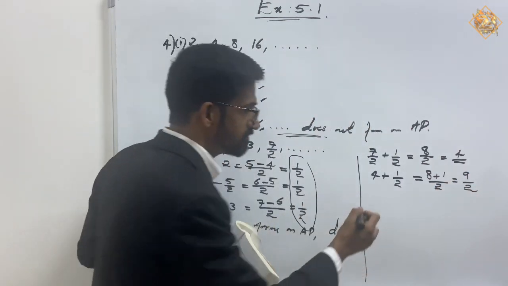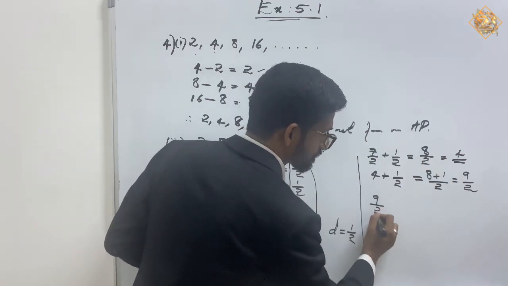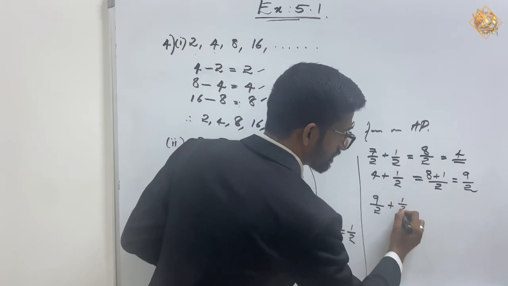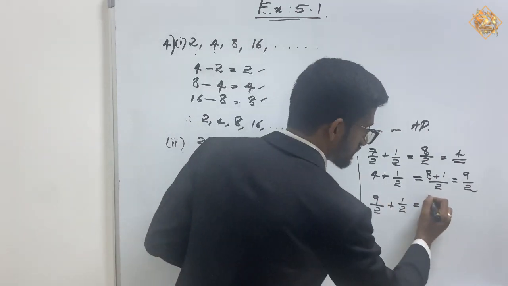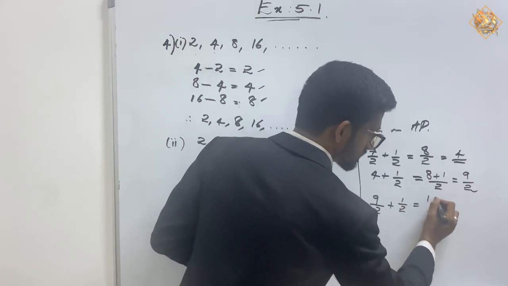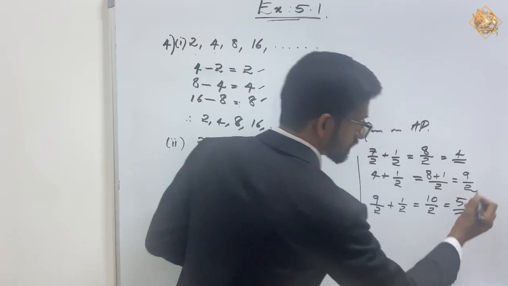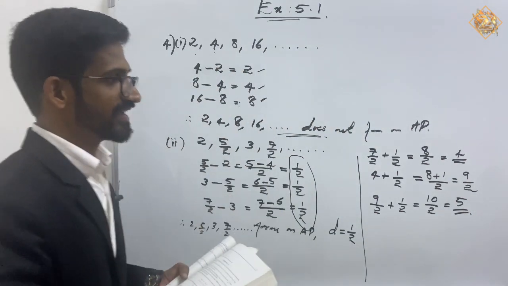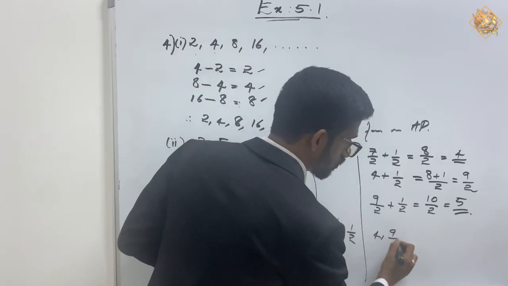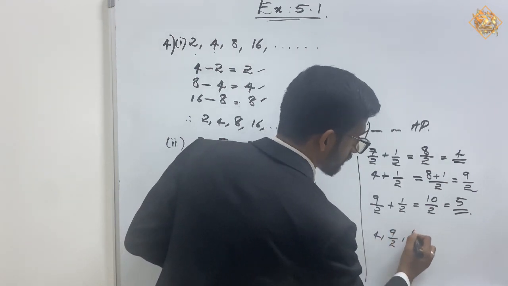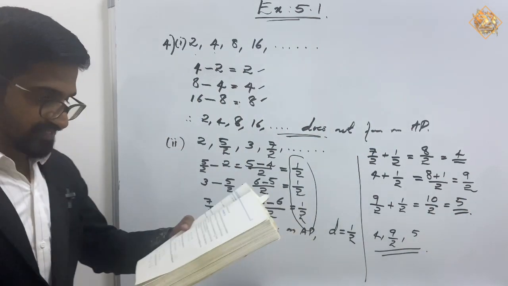To get the next term, along with the sixth term, we have to add the common difference, isn't it? Okay, so 9/2 plus 1/2, that is (9 plus 1)/2, that is 10/2, that is 5. Therefore the required next 3 terms of the AP are 4, 9/2, 5. Is it clear?